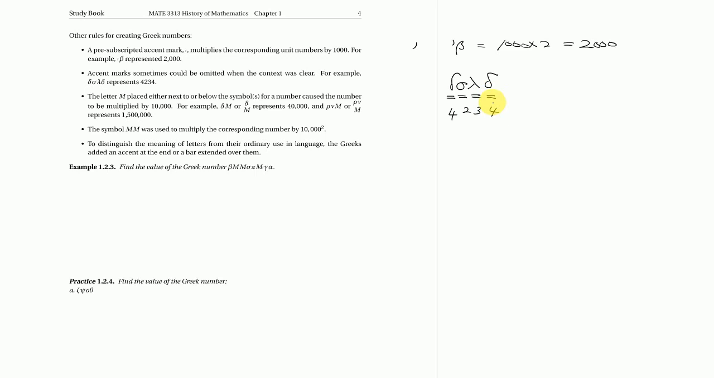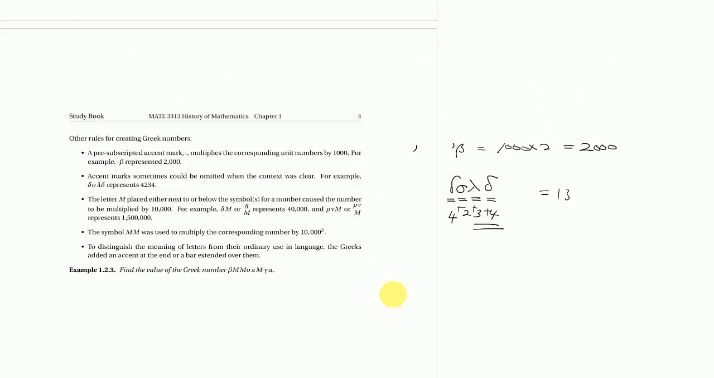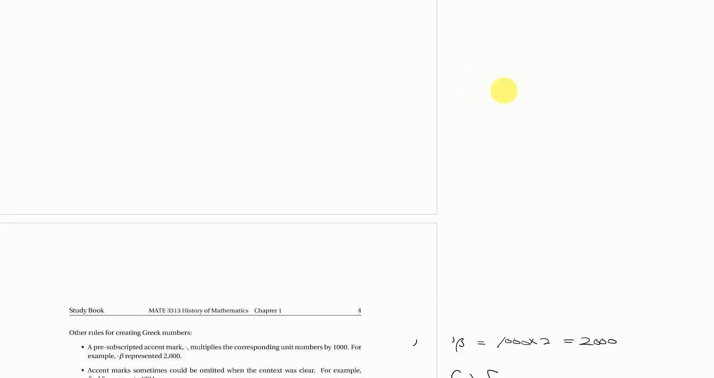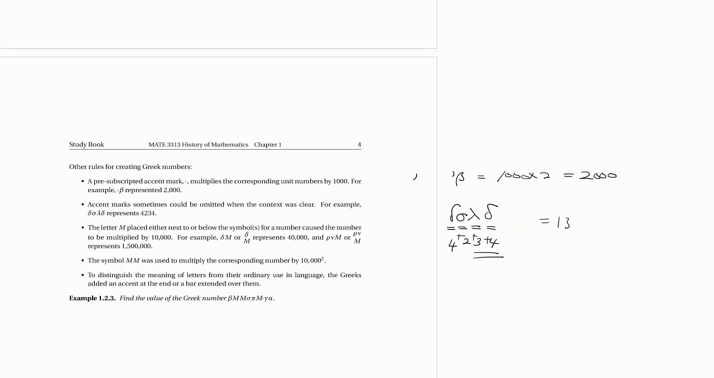So if they want just adding all this together, then it should be 13. For 13, 10 is iota and 3 is gamma. So iota and gamma should be enough, right? Why do they use this kind of longer notation with more symbols? Then it shouldn't be a simple addition like this. Then they accept what? Oh, kind of positional, okay?